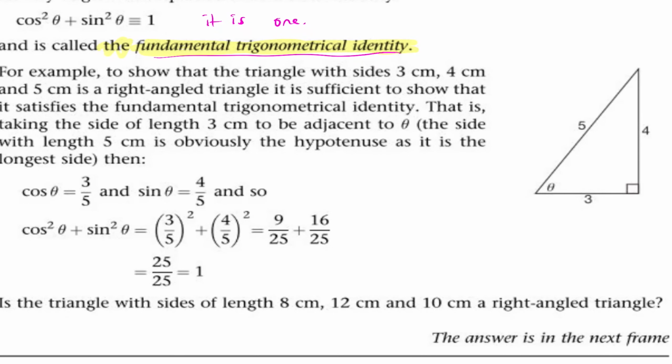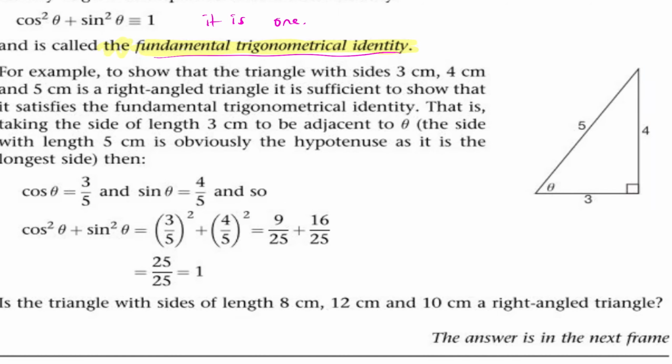Okay, so let's carry on. For example, to show that the triangle with sides 3 centimeters, 4 centimeters, and 5 centimeters is a right angle triangle, it is sufficient to show that it satisfies the fundamental trigonometrical identity. That is, taking the side of length 3 centimeters to be adjacent to theta, the side of length 5 centimeters is obviously the hypotenuse, as it is the longest side. So cosine is equal to 3 over 5, and sine is equal to 4 over 5.